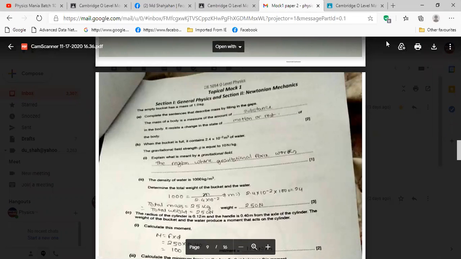The mass of a body is a measure of the amount of substance in the body. It reduces the change in the state of motion or rest of the body. Okay, that's called inertia, right? Yes, sir. Inertia.